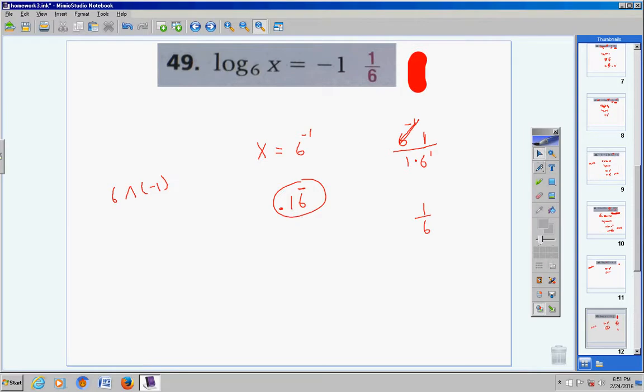Now, notice in my argument I do have an x. Do you see that? In my argument I do have an x. So I must check my answer. So pick up your answer, put it right here. Does my argument stay positive? Yes, it does. Positive 1/6.